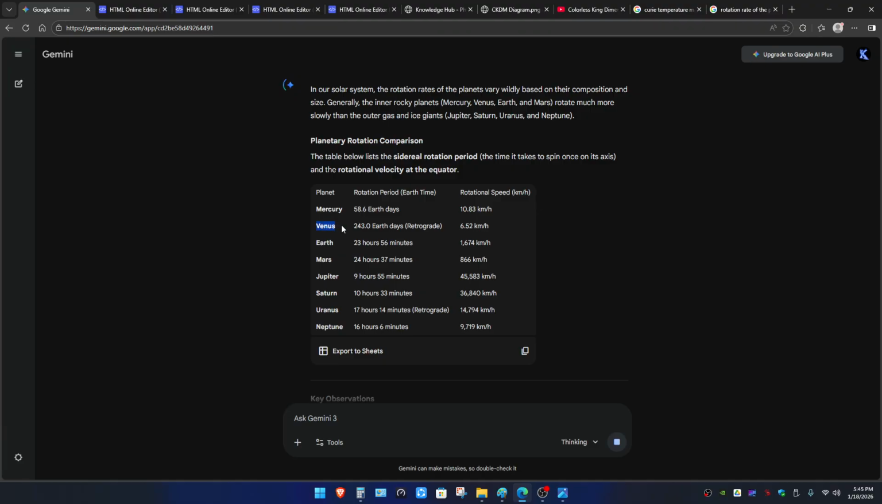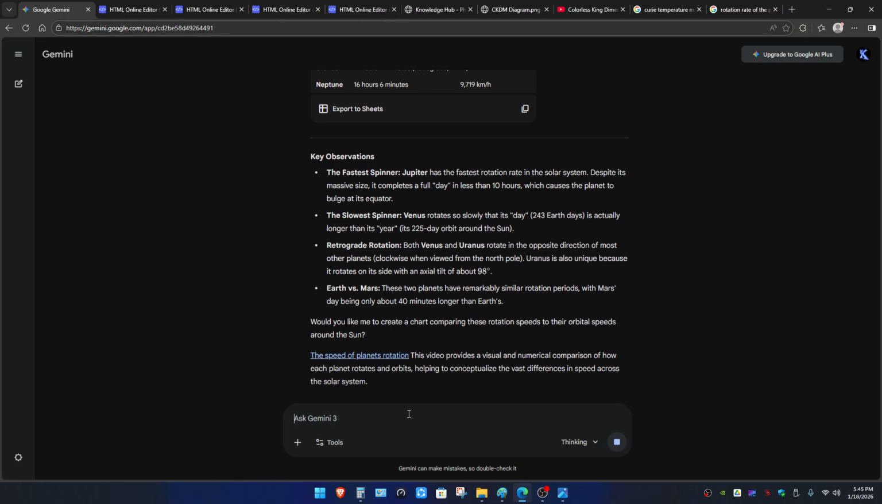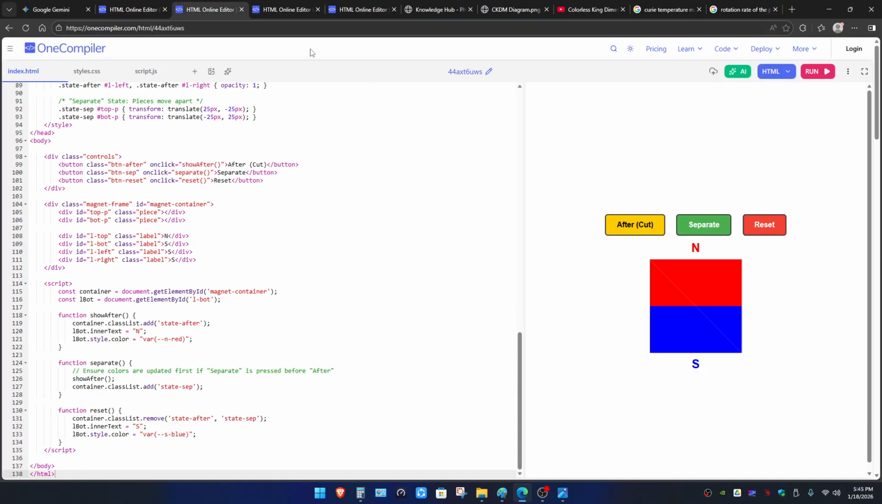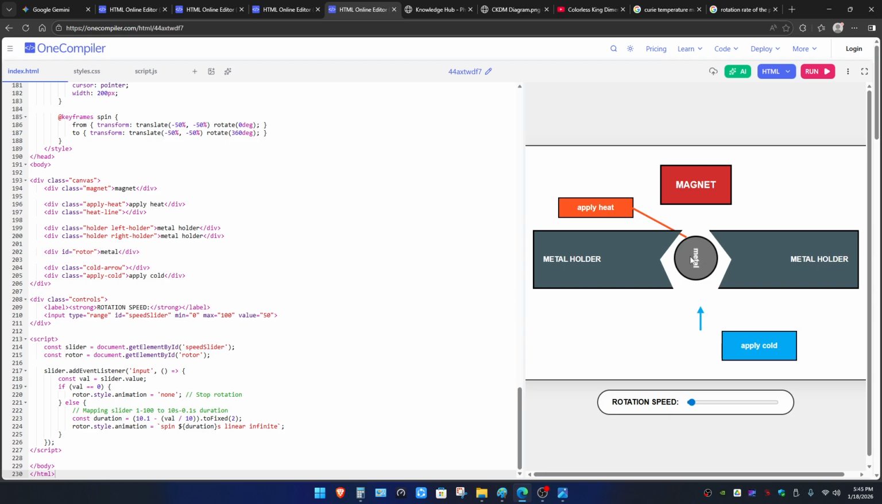Now we need to know what Venus is made of. So this is the question. Why? Because material composition matters. I have written here metal, but I have not included what metal it is. I have only included metal, because if the composition of the metal is different, then obviously the rotation is going to be different also.